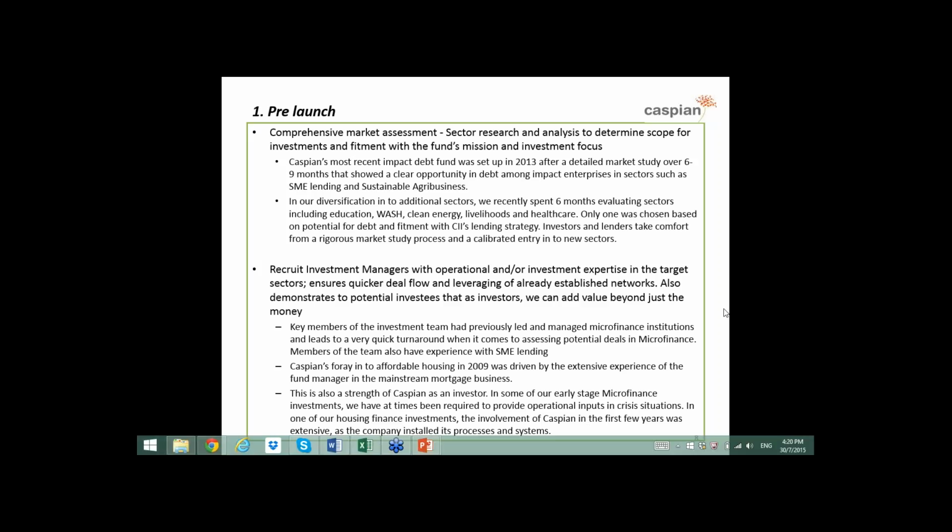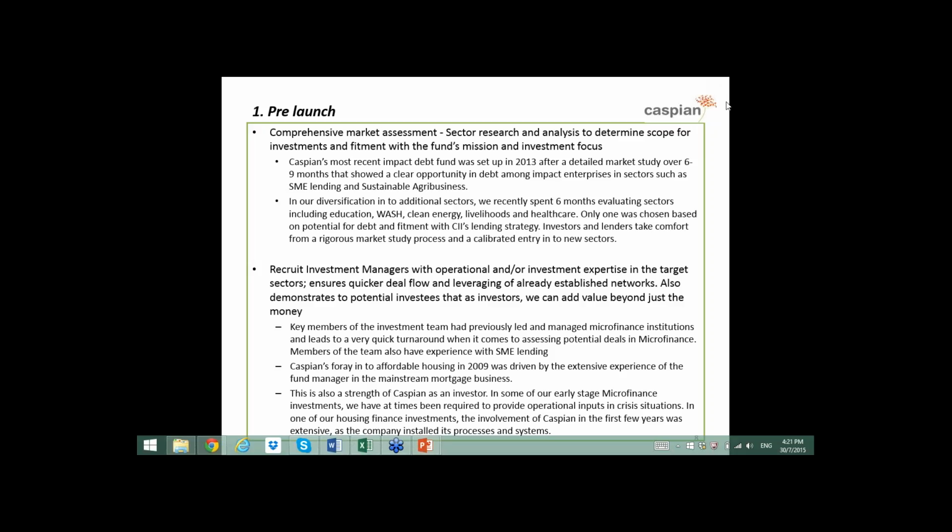so we start off with pre-launch, and how Caspian has gone about its pre-launch activity on its various funds. And the first step for us, once we zoom in broadly on the space that we want to focus on, is to do a comprehensive market assessment. We've done that for each of our funds. The sector research enables us to check fitment of these sectors, check market potential, see if there's enough of a pipeline that can be generated, and whether those pipeline companies actually fit the fund's mission and the investment focus.